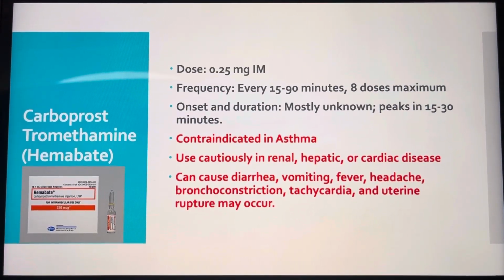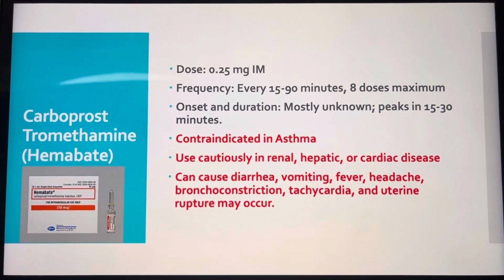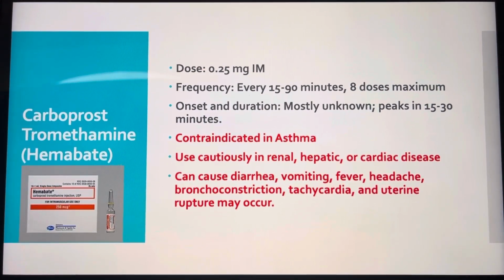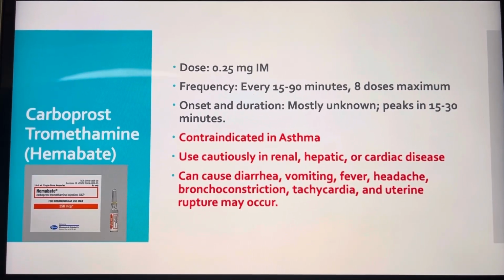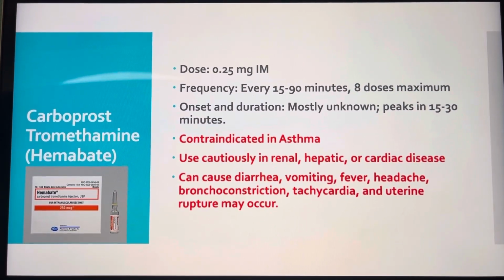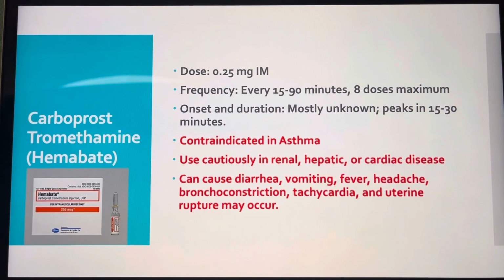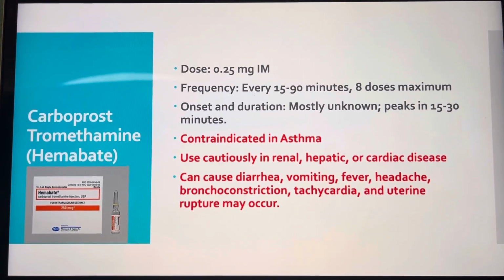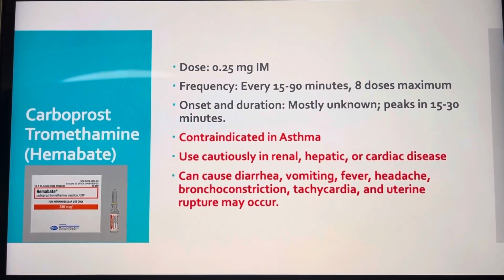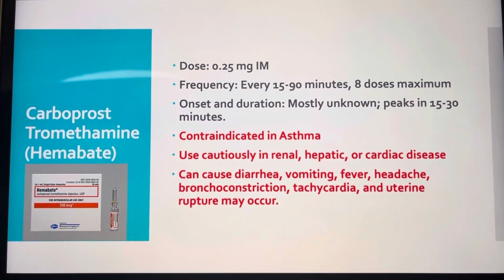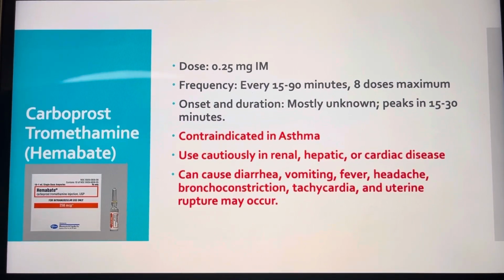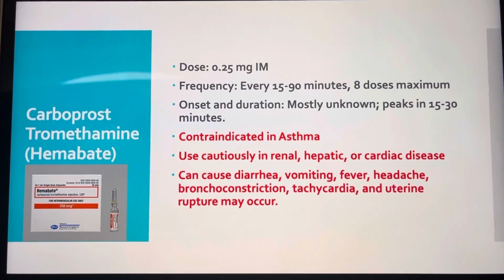Okay, lastly we have Hemabate. Hemabate, the dose you would give is 0.25 milligrams IM. Frequency would be every 15 to 90 minutes, 8 doses maximum. So onset and duration is mostly unknown, but it peaks within 15 to 30 minutes. This medication you would use cautiously in renal, hepatic, or cardiac disease patients. Contraindicated, very important, you don't administer to asthma patients.